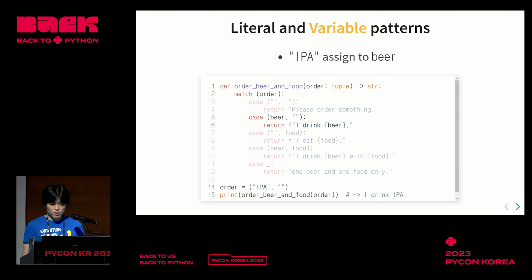Next, if the order is IPA and empty, it matches the fifth line pattern. Then the first value of the tuple is IPA, and IPA is assigned to the beer variable. This is a capture or variable pattern. The return value is I drink IPA.